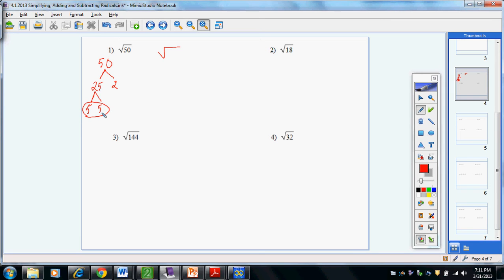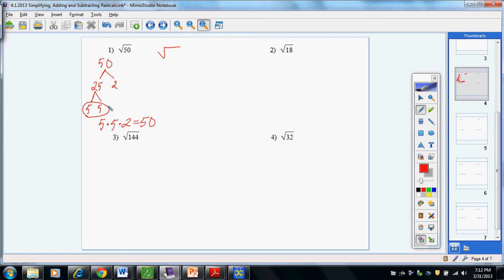So, of course, 5 has no other multiples than 1 and 5. So does 2. 2 has no other multiples besides 1 and 2. So if we were to take this 50 and multiply its primes, we would see 5 times 5 equals 25, times 2 equals 50. This is what we call the product of the primes.